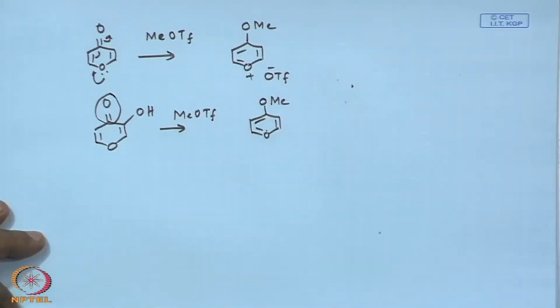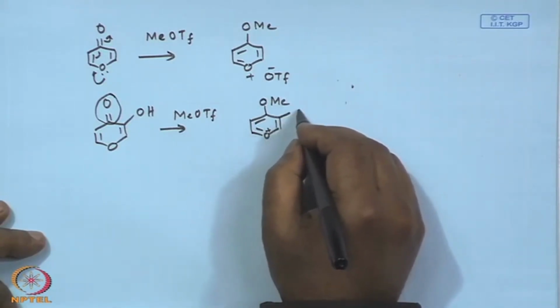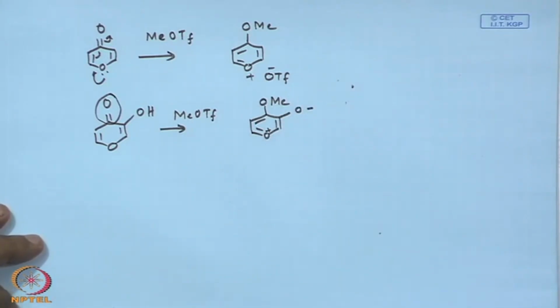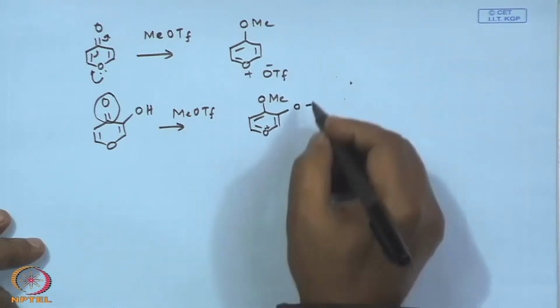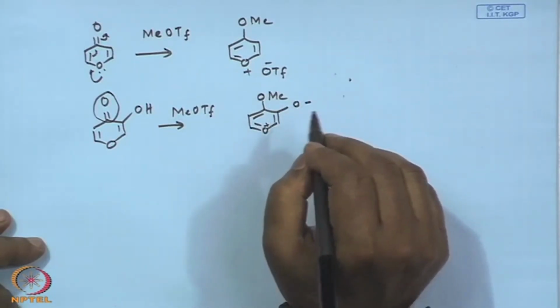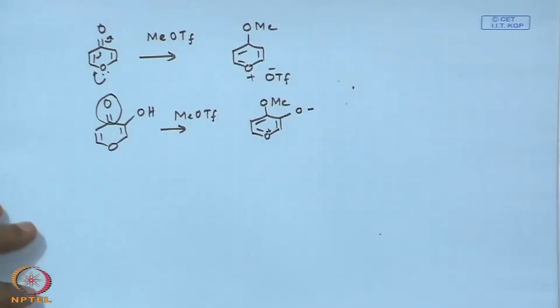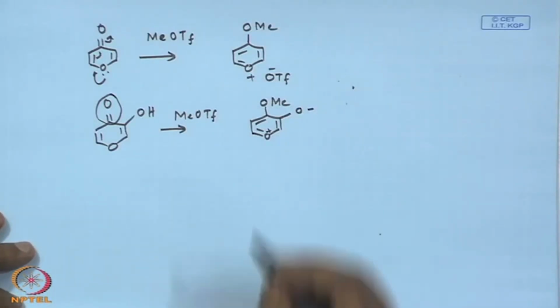and what else? Because of the negative charge, this charge is neutralized. So, you get the corresponding ylide or betaine. Essentially, it is this 3-oxidopyrrolium ion. It is a substituted 3-oxidopyrrolium ion. That means there is an additional methoxy group at the 4 position. Now, do this reaction.